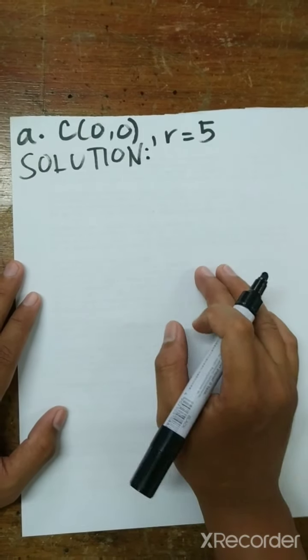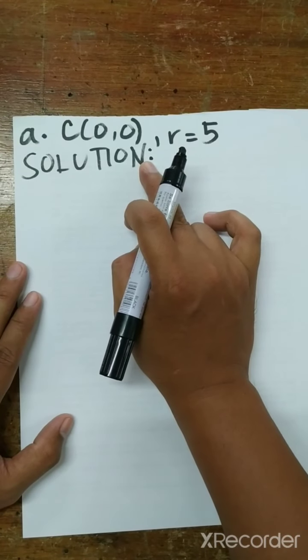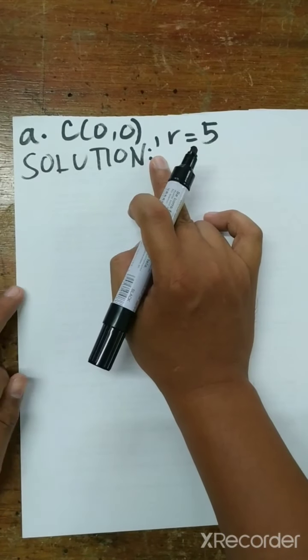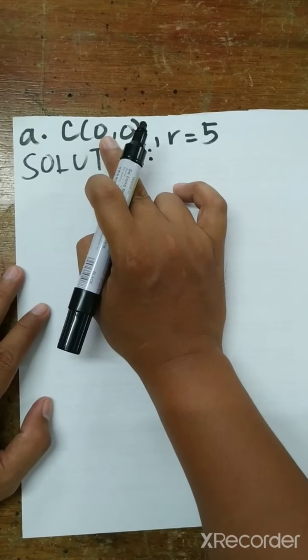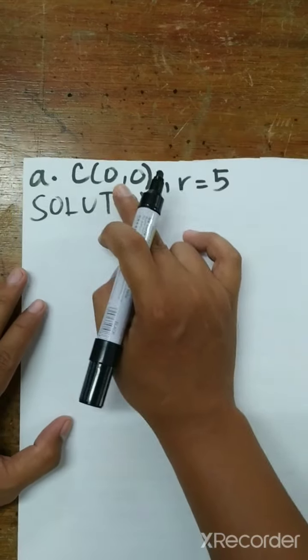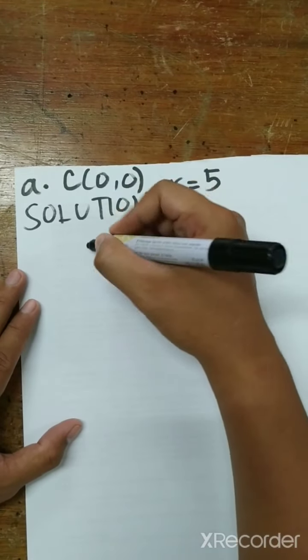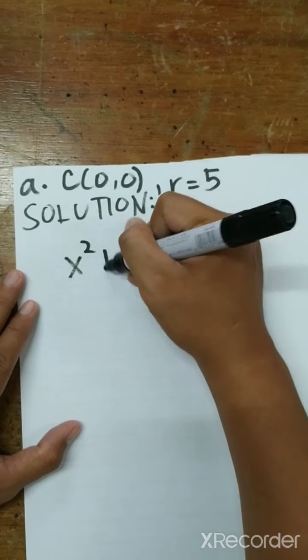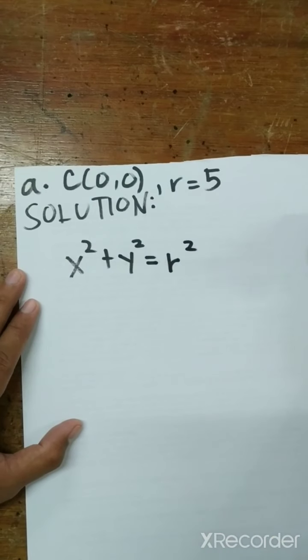So our solution, let's first determine what kind of circle this will be. I mean the center. Is the center at (h, k) or is the center at the origin? As you can see, it is (0, 0). So obviously, its center is at the origin. So our equation for a circle with center at the origin is x squared plus y squared equals r squared.